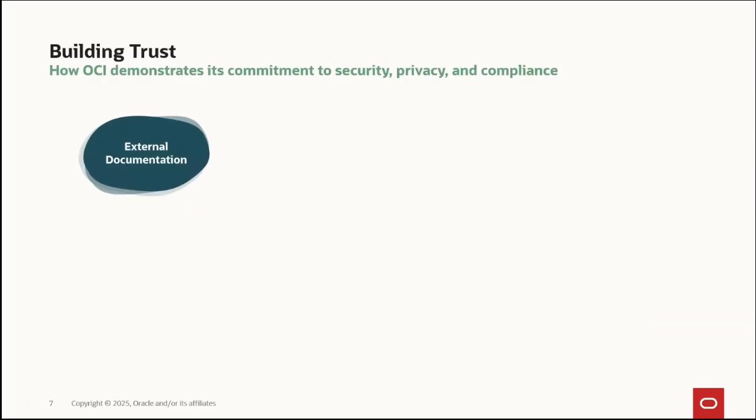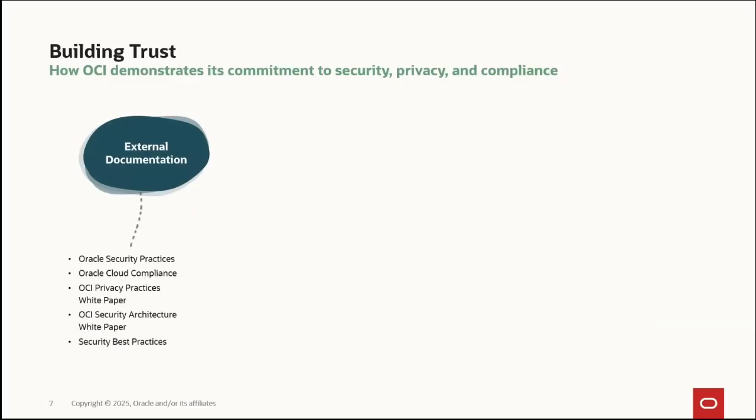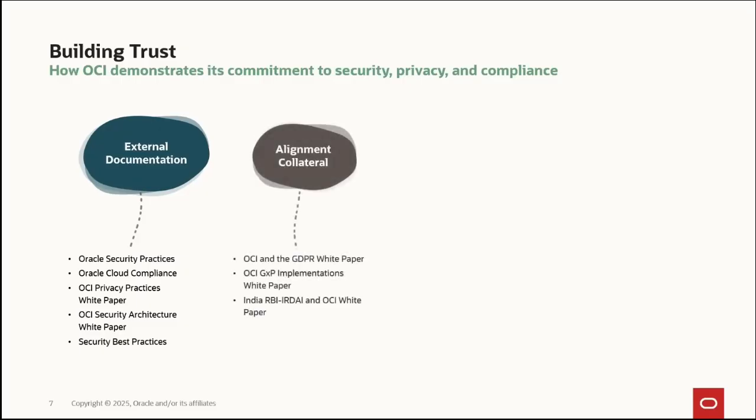How does OCI demonstrate its commitment to security, privacy, and compliance in the cloud, right? So we have here external documentation outlining security best practices, how to achieve the level of compliance that you need, white papers, OCI security architecture, all that documentation is available. Next one, we also have alignment collateral. So if you need GDPR, depending on the location that you're in, or if you're deploying across different regions. Also, if you have a pharmaceutical implementation, GxP plays an important role there. We have a white paper for that as well.